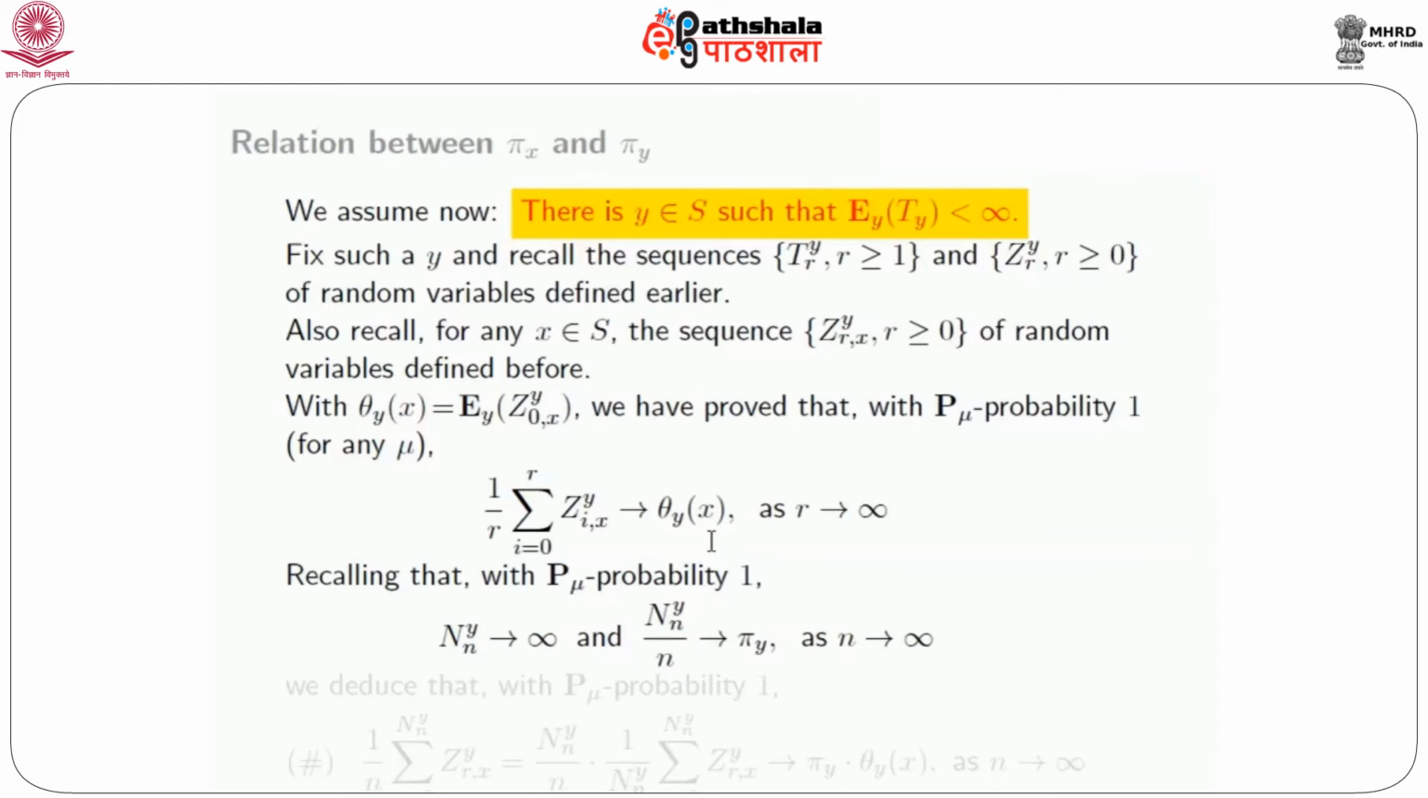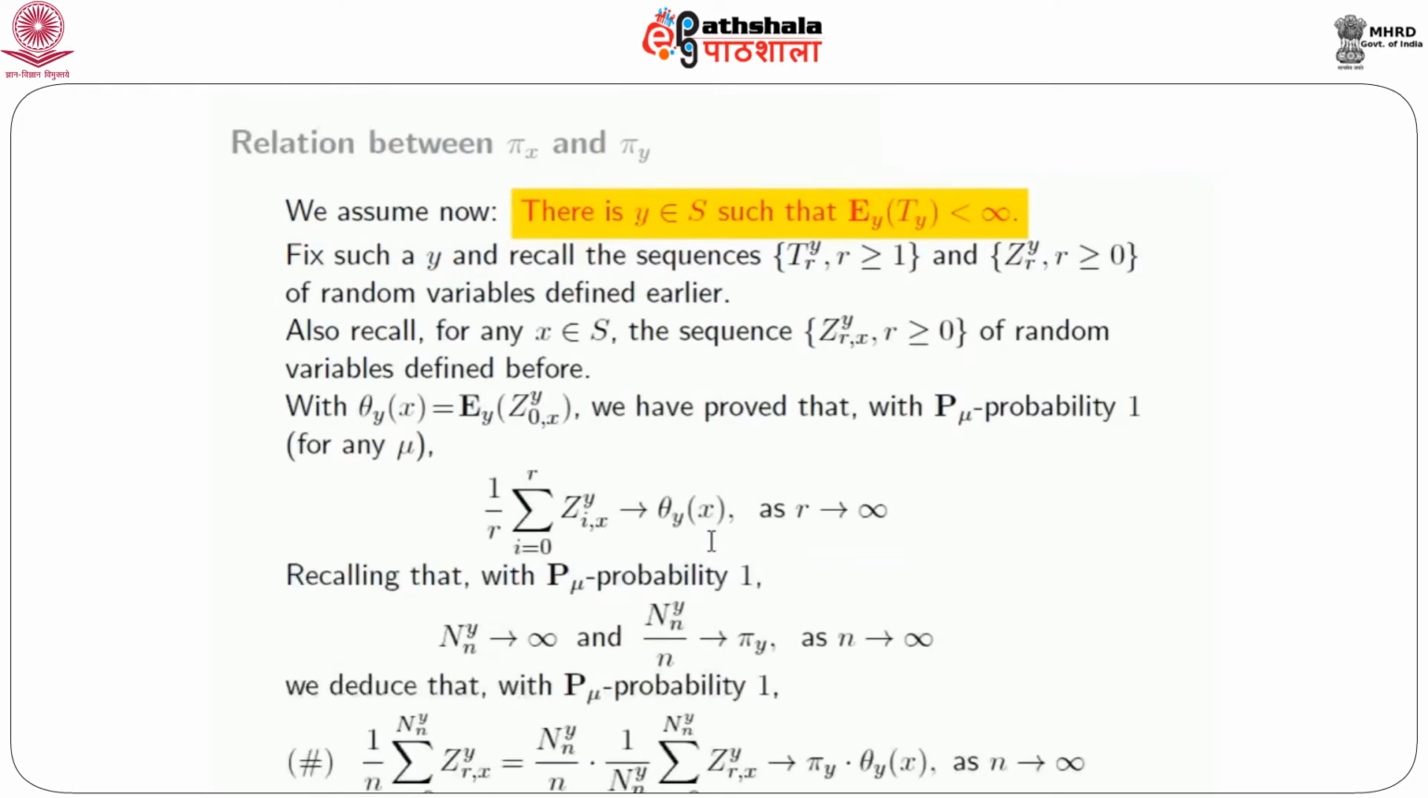Now recall, we had earlier proved that with Pμ probability 1, Nyn goes to infinity and Nyn over n goes to π(y) as n goes to infinity. So from that we deduce that 1 over r, the sum over i equal to 0 to r of Zixy, goes to θyx as r goes to infinity. If instead of r we put in Nyn, let's see what happens. We start with 1 over n, the sum over r equal to 0 to Nyn of Zrxy. Then we want to have 1 over Nyn, so that's a matter of multiplying and dividing by Nyn, which has been done in the second step. Now, the second factor goes to θyx, and the first factor goes to π(y), and therefore the product goes to π(y) times θyx. So far, so good.